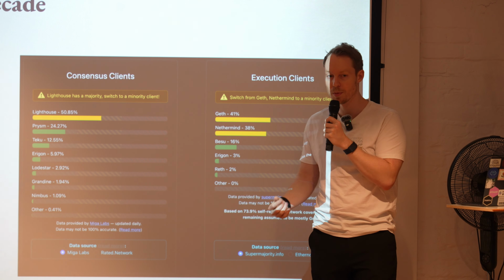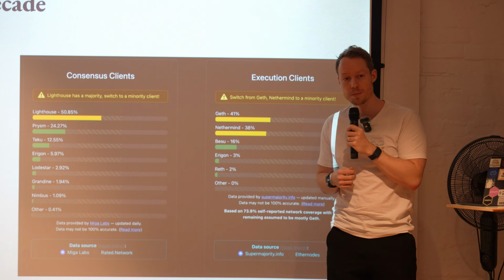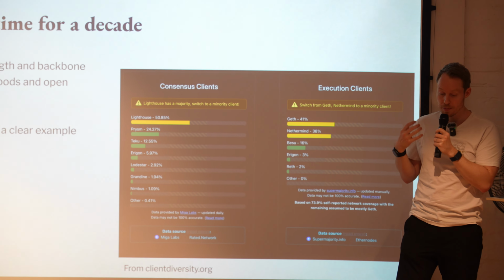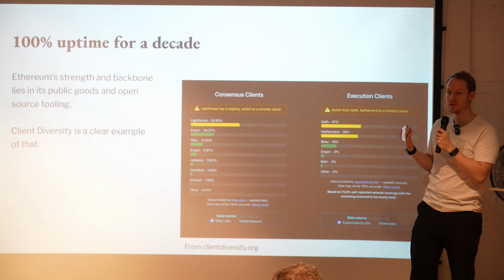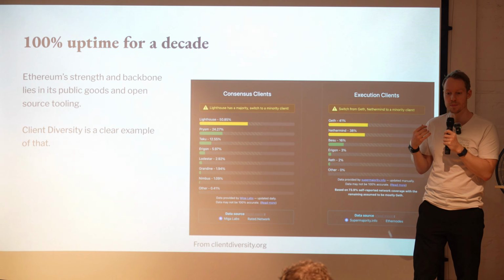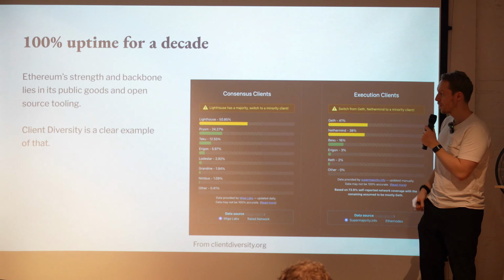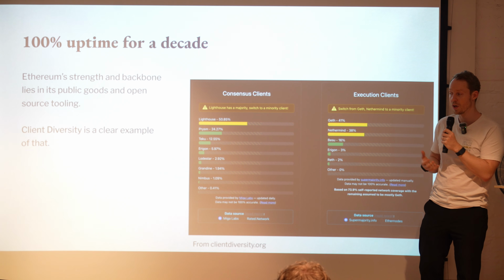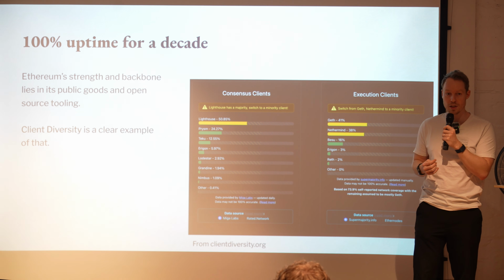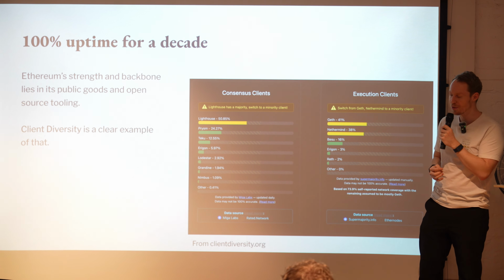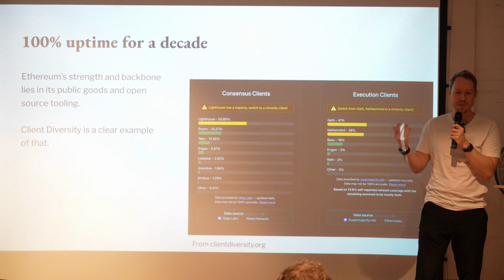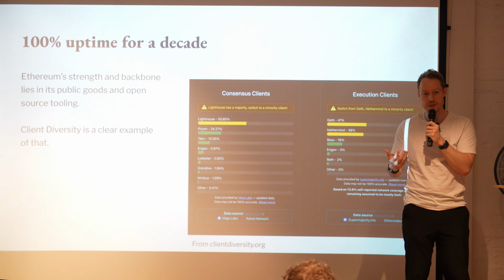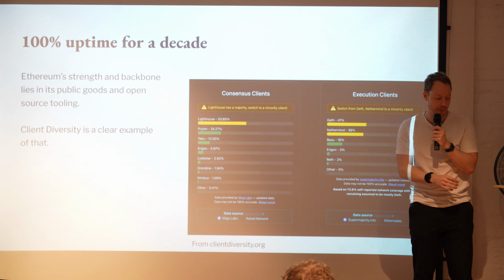One thing that's, I think, an incredible achievement already is we've had 100% uptime for over a decade now, soon running to 11 years. And in my view, and I think in most people's view, most of that strength and the backbone of the network comes from its public goods, its open source tooling that's available. I think a very good example of that is our client diversity. It's been a clear priority in Ethereum to have client diversity on both the consensus layer and the execution layer. It can always get better, so I encourage everyone running nodes to think about that as they choose their clients. But I think that's an obvious quality of some of the trade-offs that we're making here.